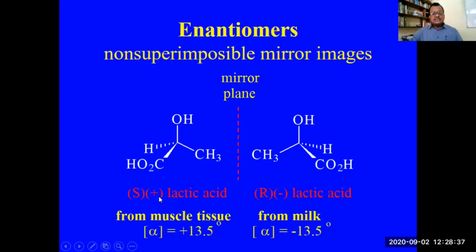Plus means that if we pass plane polarized light through a solution of this particular molecule, it will rotate plane polarized light to the right. And if we pass plane polarized light through a solution of this compound, it will rotate plane polarized light to the left, so it is prefixed as minus. Now what is this S and R? That is the question. S and R represent the configuration around the stereocenter.